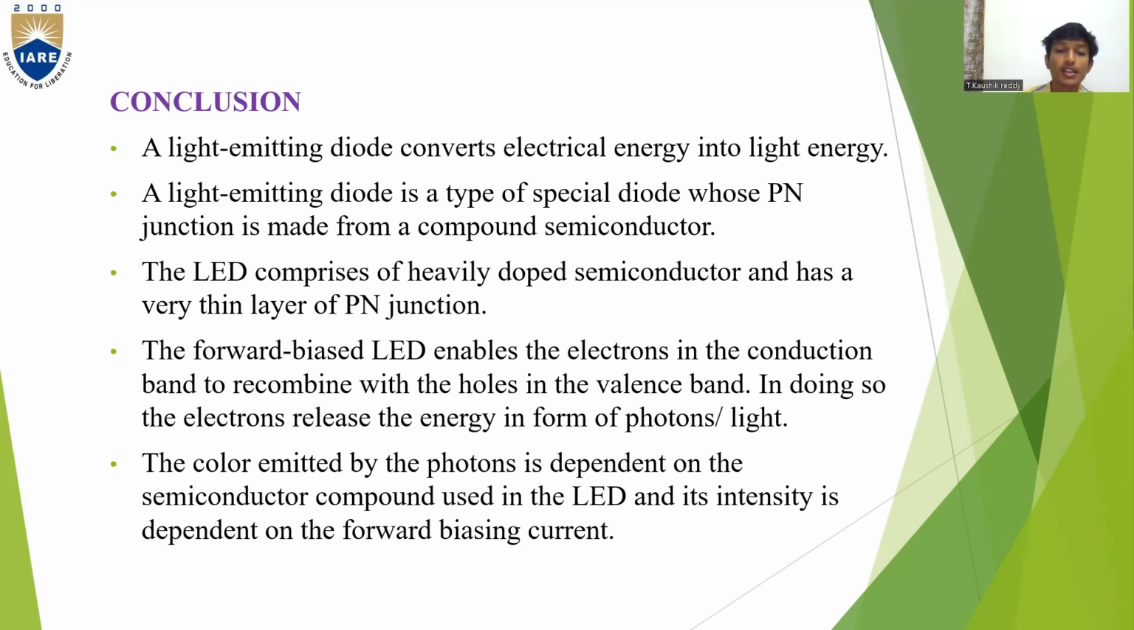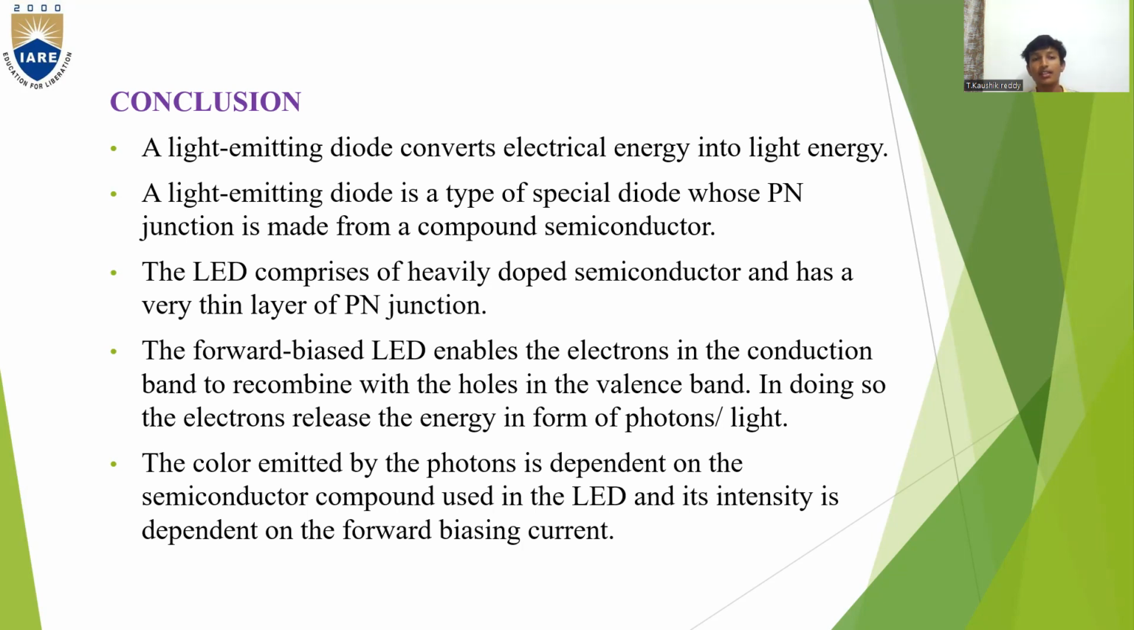The forward biased LED enables the electrons in the conduction band to recombine with the holes in the valence band. In doing so, the electrons release the energy in the form of photons or light. The color emitted by the photons is dependent on the semiconductor compound used in the LEDs, and its intensity is dependent on the forward biasing current.